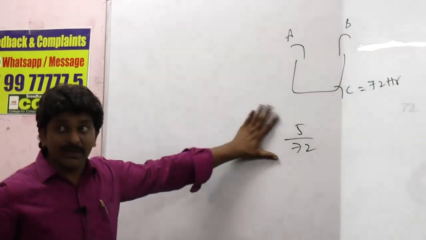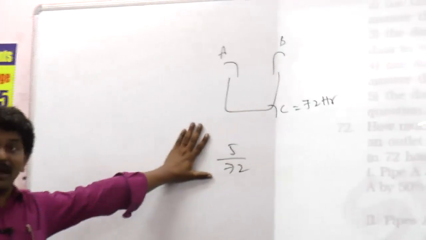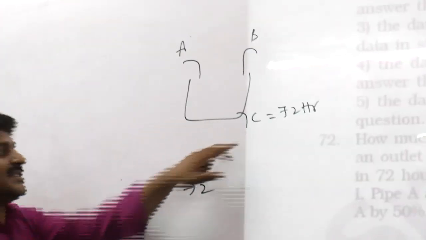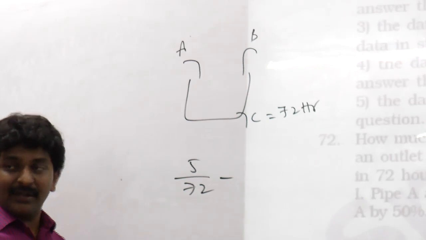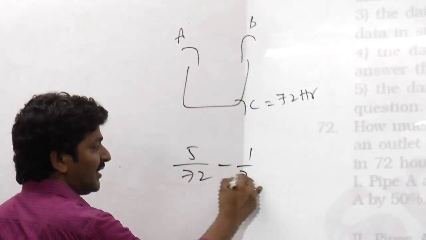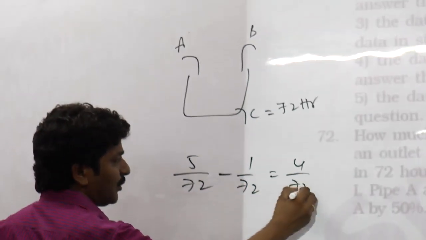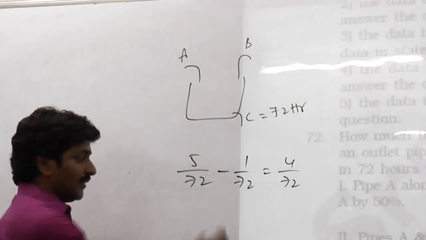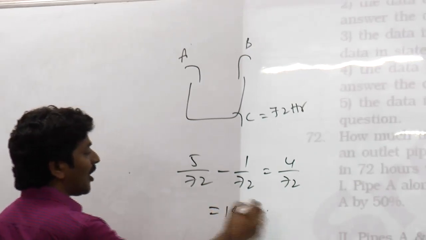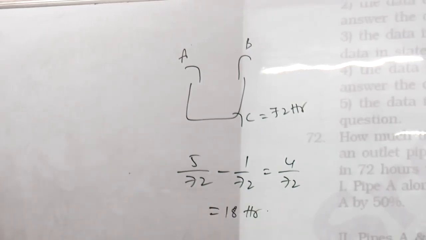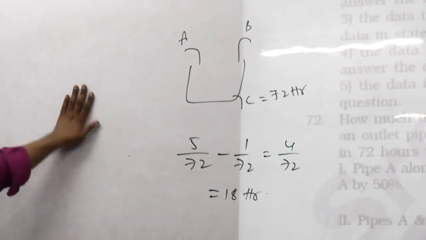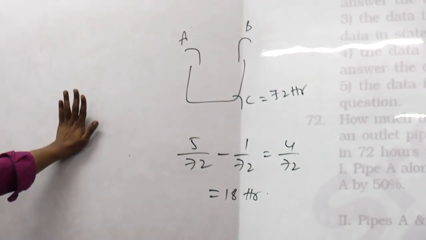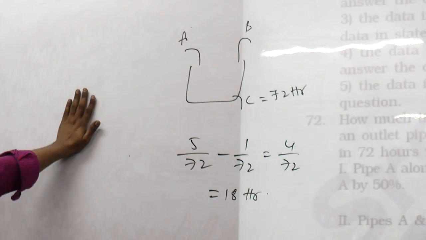5 by 72 includes 1 hour work of A and 1 hour work of B. And C is outlet pipe, so it does negative work. 1 hour work of C becomes 1 by 72. This is 4 by 72, which is 1 by 18. So the time taken by all 3 pipes to fill the tank is 18 hours. Basically, you need not calculate that. You just need to confirm your answer whether you can get it or not. Okay? Done?